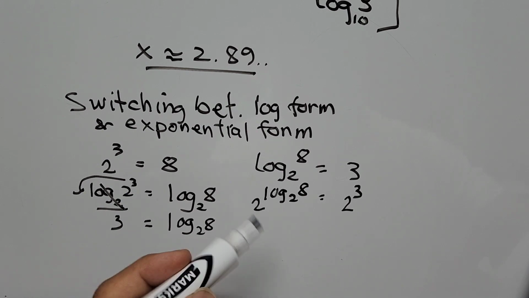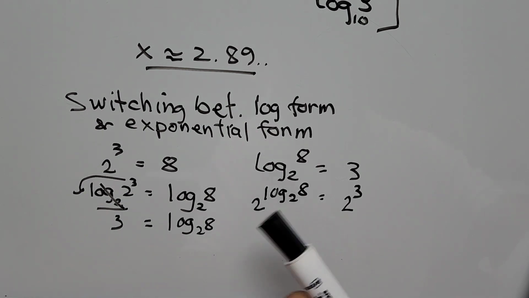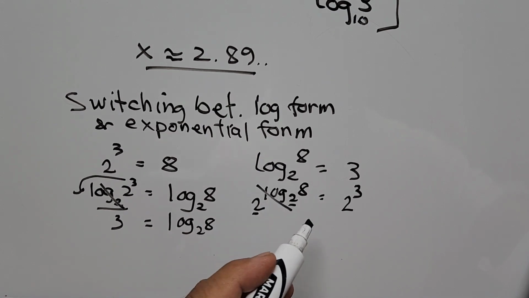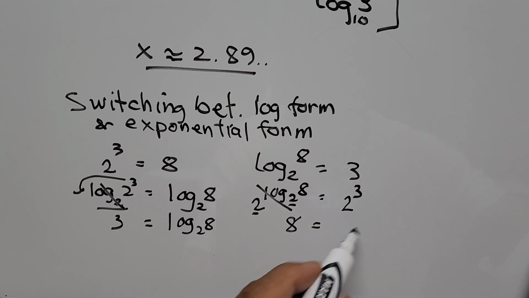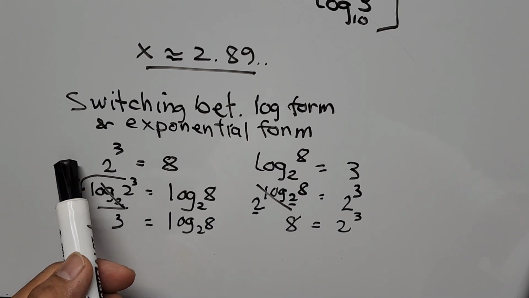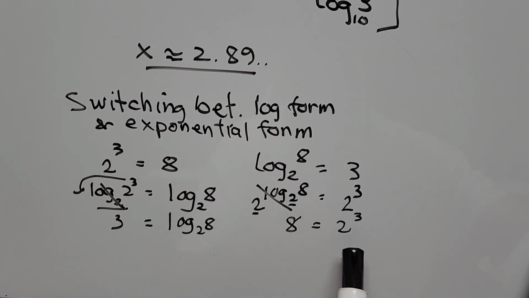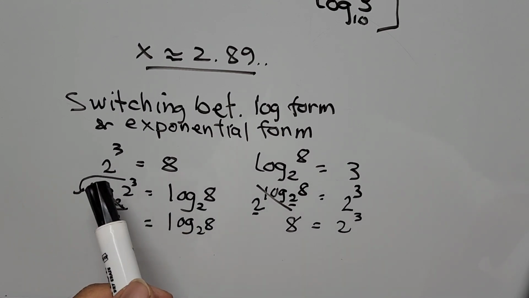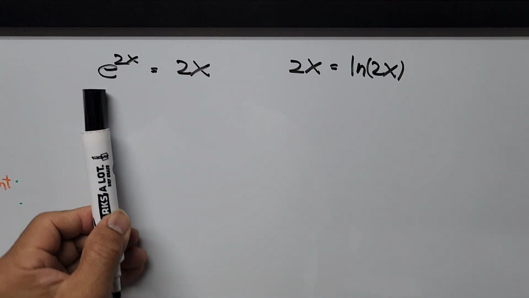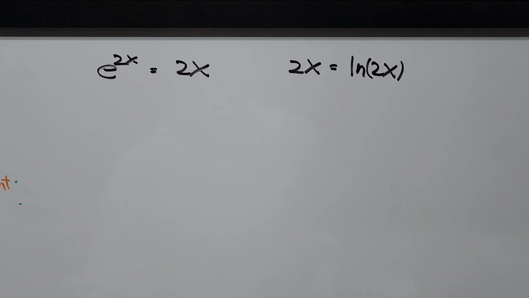Here, since these are inverse functions and the same base, that means it cancels out. So we ended up having 8, and the right hand side is 2 cubed. If you take a look, this is what we had started earlier, right? 8 is 2 cubed. That's the same way. So what about this? This is the exponential form, and this is the logarithmic form.